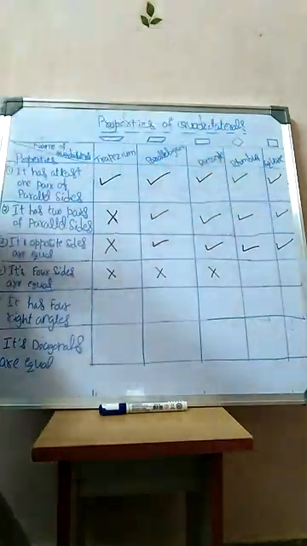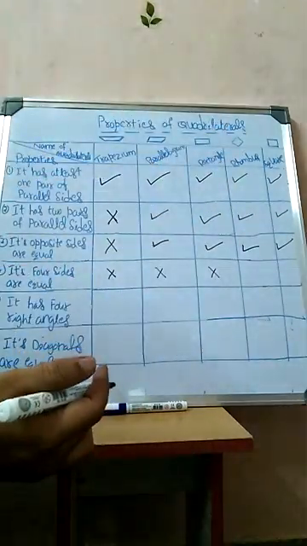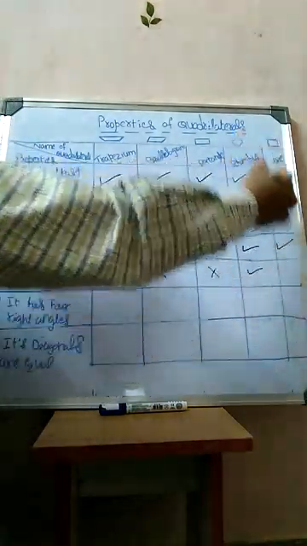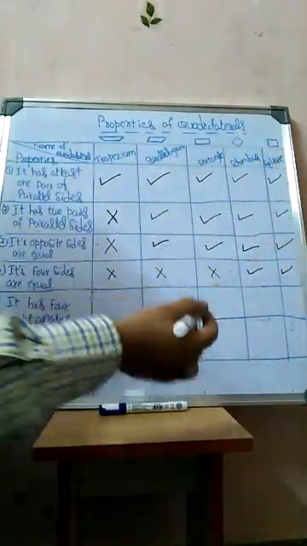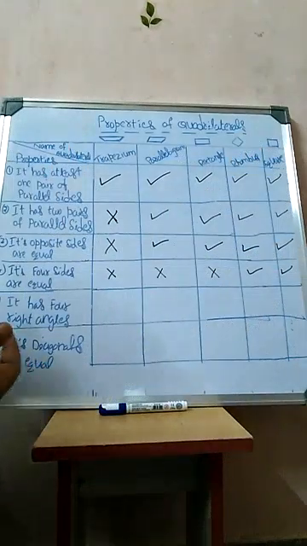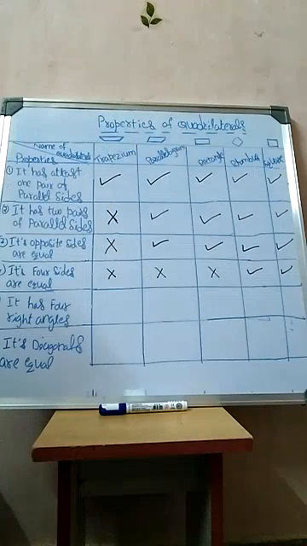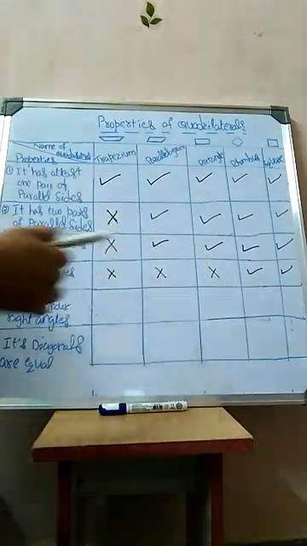Rhombus, its opposite sides are equal, according to the definition of rhombus, which I explained earlier. So, yes. In square, yes. Its opposite sides are equal. That means all 4 sides are equal in rhombus and square. So in the remaining 3, no.